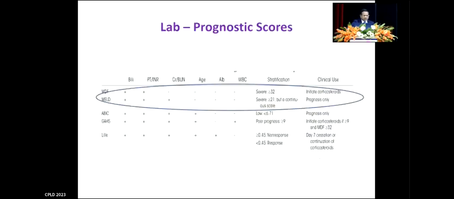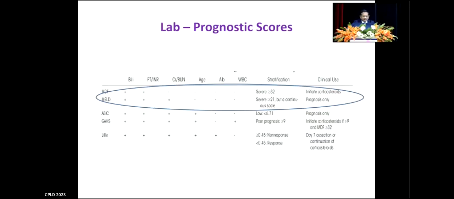So this is a summary of the lab prognostic scores: the modified discriminant factor, the MELD score, the ABIC score, the Glasgow alcoholic hepatitis score, and the Lille score. I think the MDF and the MELD scores are the ones we use commonly. The ABIC score and the GAHS are more commonly used in Europe, and ABIC is more specific to Spain.